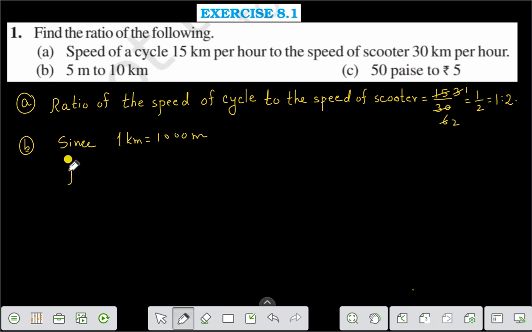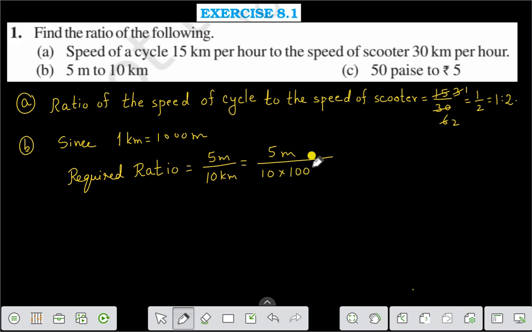Required ratio is equal to 5 meter by 10 kilometer. Then we change kilometer into meter, that is equal to 5 meter by, and 10 kilometer is equal to 10 into 1000 meter.